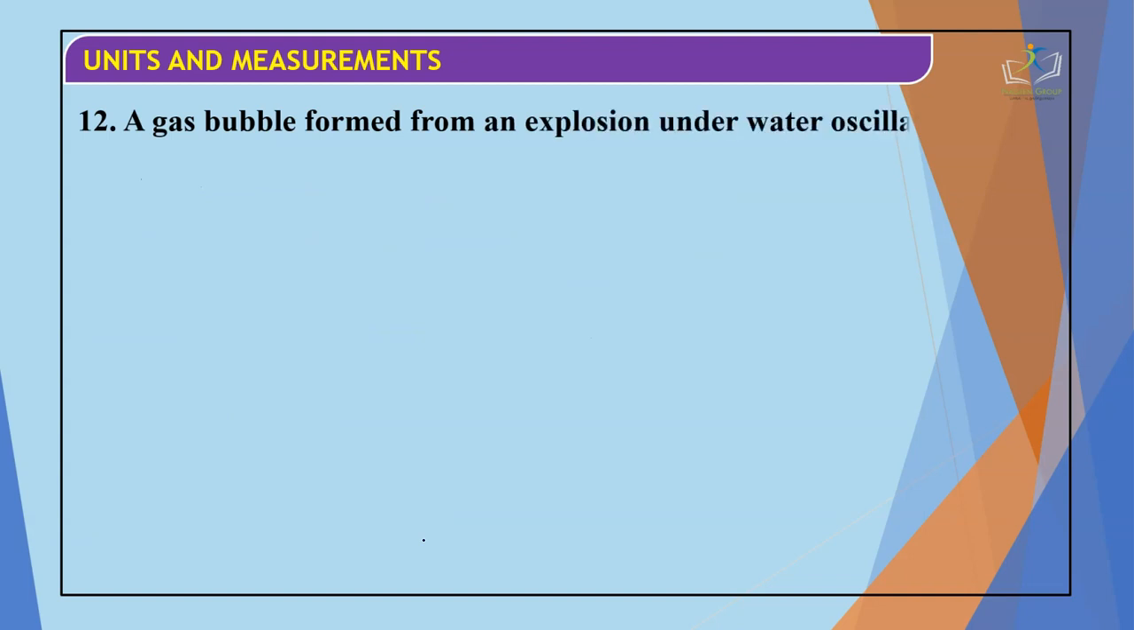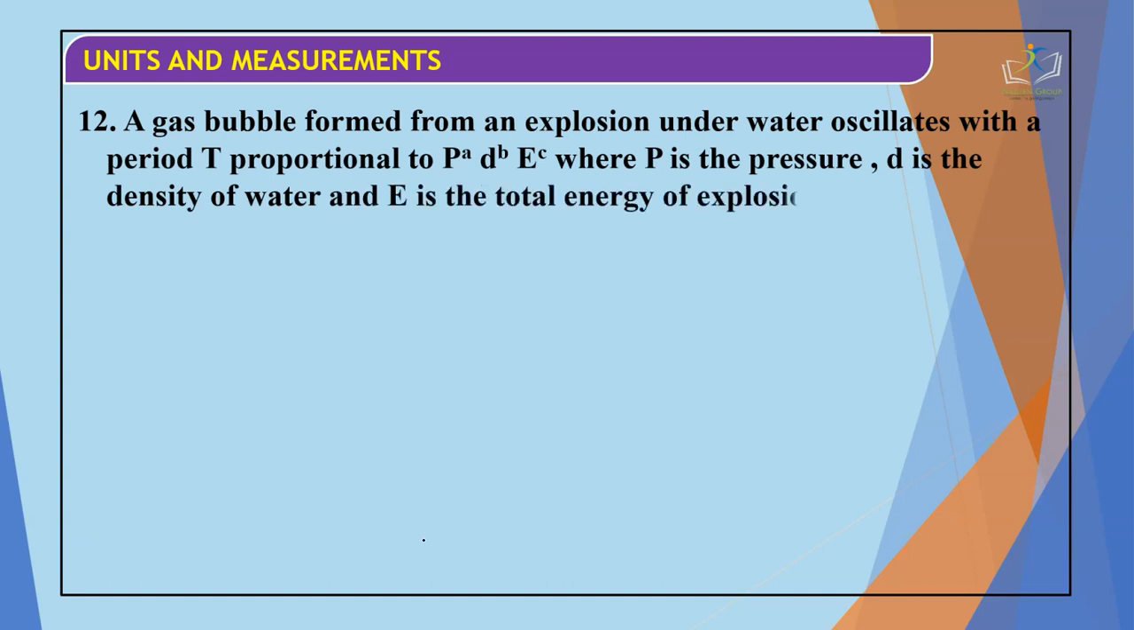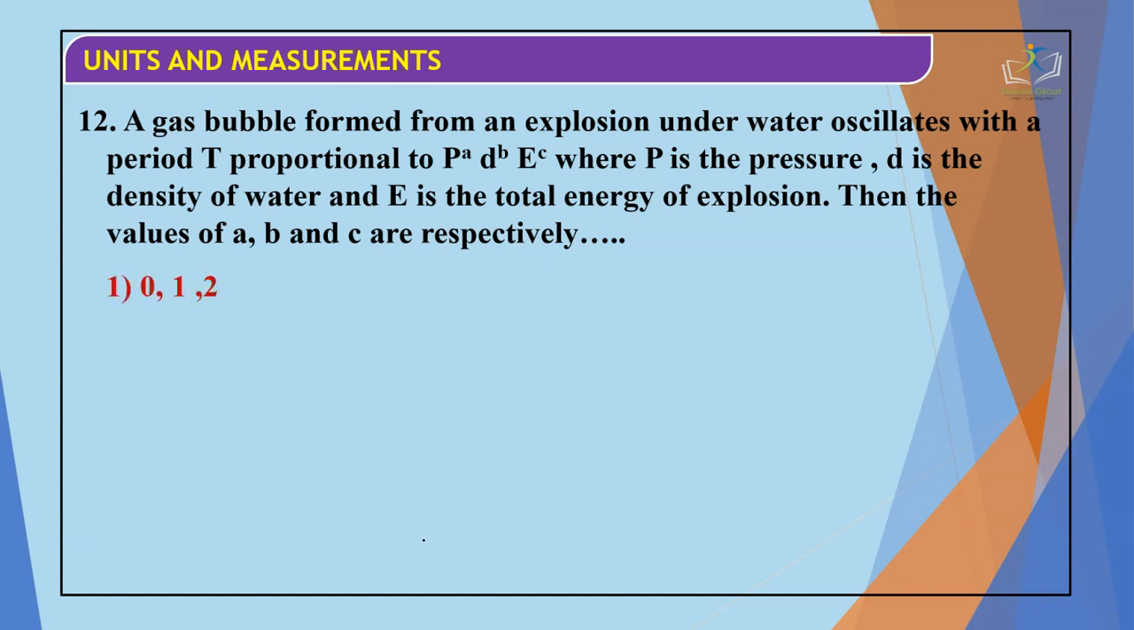Next question: a gas bubble formed from an explosion under water oscillates with a period T proportional to P to the power a, D to the power b, and E to the power c, where P is the pressure, D is the density of water, and E is the total energy of explosion. Then the values of a, b, and c are respectively: 0, 1, 2; 1, 1, 5 by 6; 1 by 2, 1 by 3, minus 5 by 6; 1 by 2, and 1 by 3.